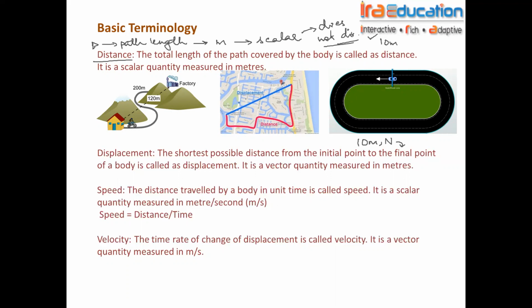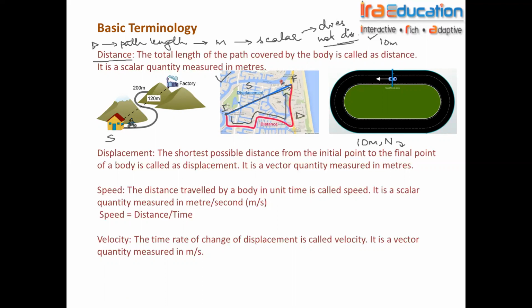So distance, in this particular diagram, look at the second diagram. Let's say that this is the initial point and this is the final point. The straight line that is drawn from the initial point to the final point is giving the value of displacement. Displacement is represented with capital S, whereas this one is the length of the path, this one is the distance.